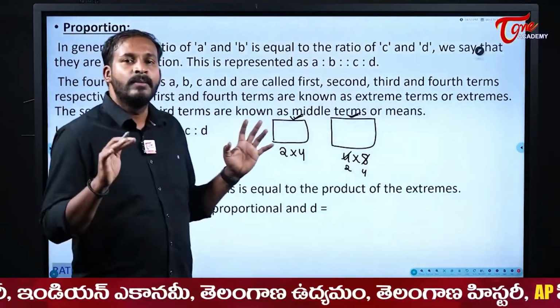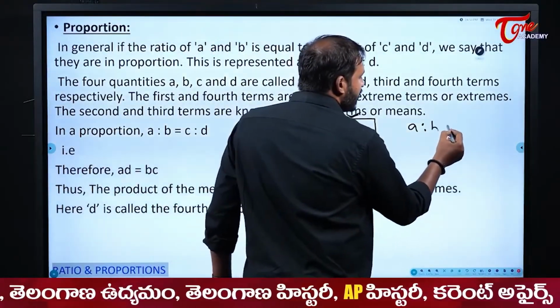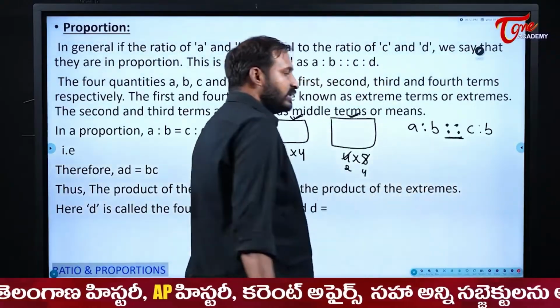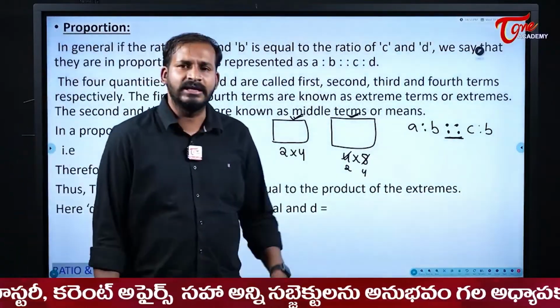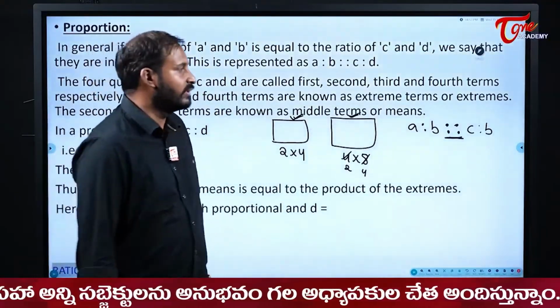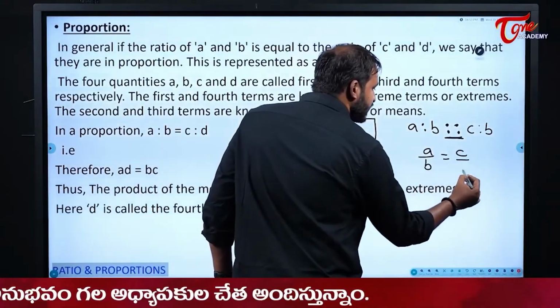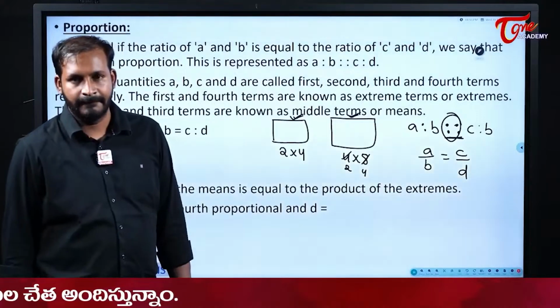So we call them proportional to each other. For example, if two ratios are in proportion, it is usually indicated with this symbol. This symbol is nothing but the proportional symbol. In terms of ratios, we call it equal. So what I will write here is A by B is equal to C by D. This proportionality symbol, I can write as equal to.